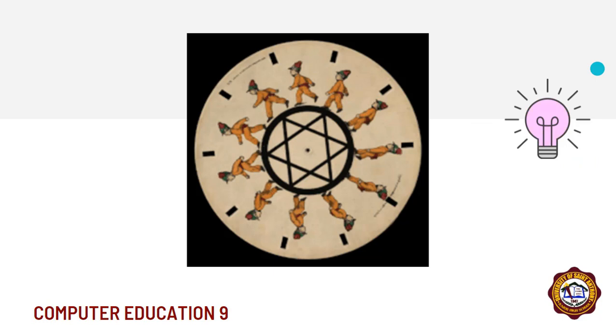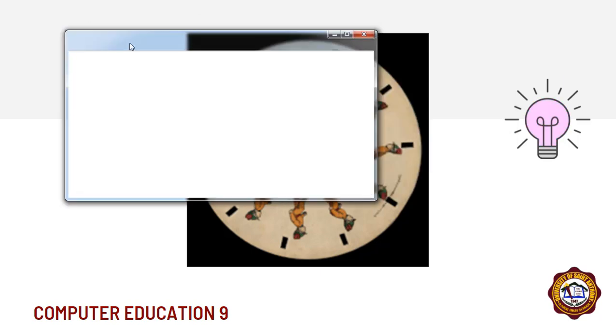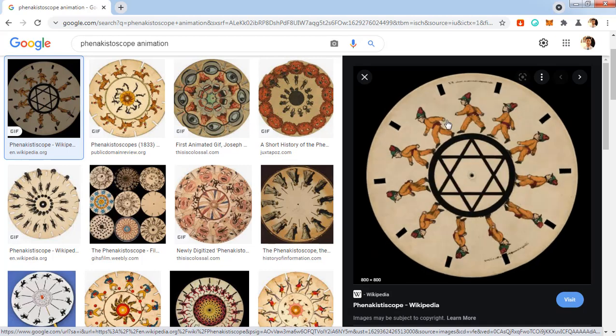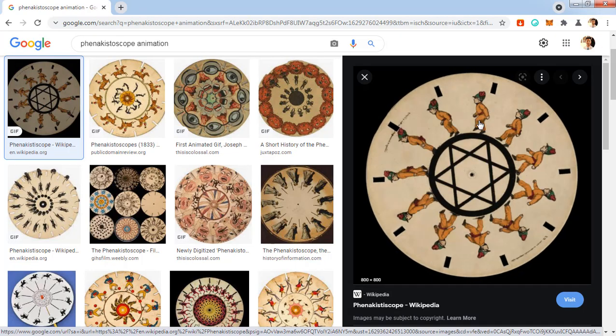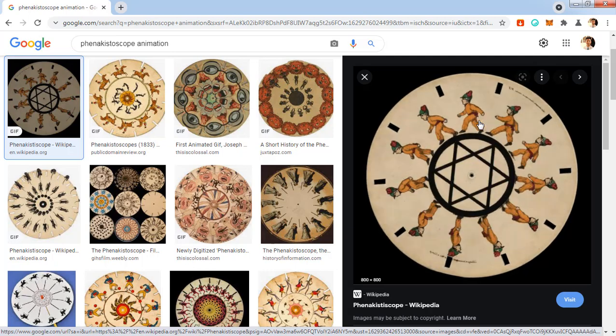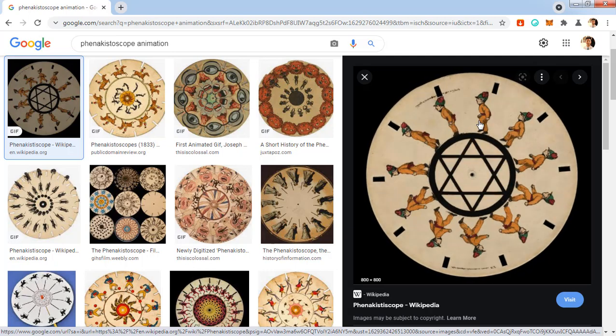So I will be showing you a clip from Google showing the motion of the stroboscopic disc. Ito yan. Okay? So, ito siya, it's a still image. Hindi yan gumagalaw na image. Parang drawing lang yan. Tapos, pinapaikot lang siya.